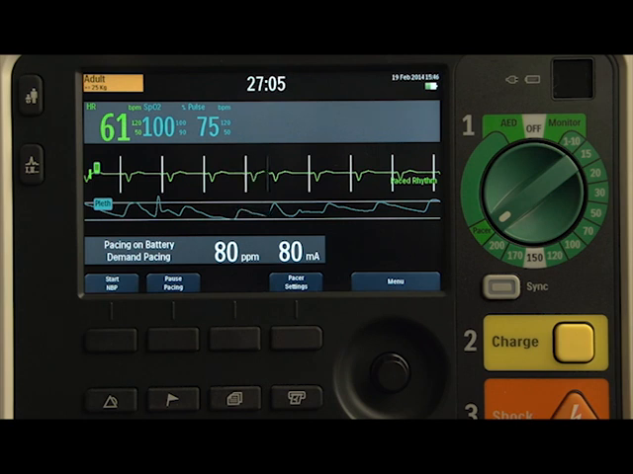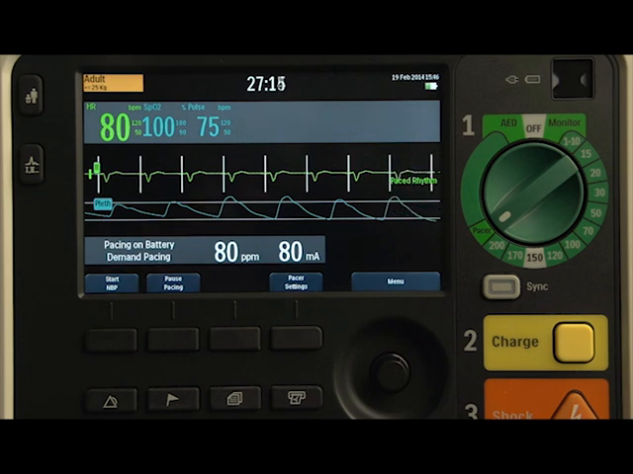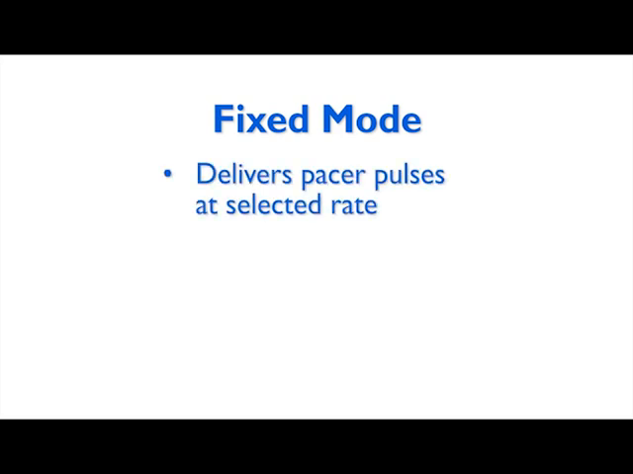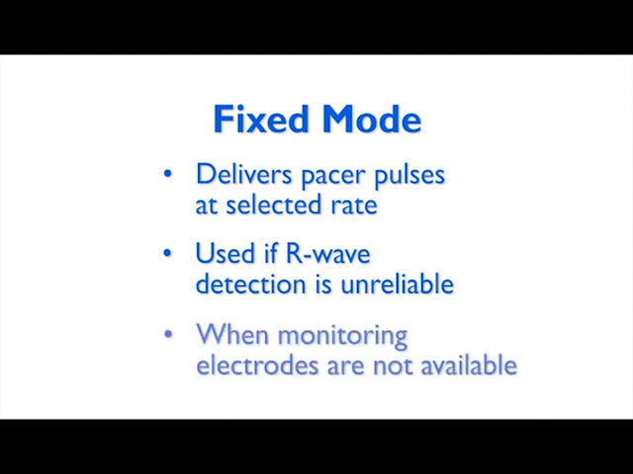The Efficia DFM100 can provide non-invasive transcutaneous pacing therapy to adult, child, or infant patients and deliver paced pulses in either demand or fixed mode. Fixed-mode pacing delivers asynchronous paced pulses at the selected pacer rate and is typically used if R-wave detection is unreliable or when monitoring electrodes are not available.